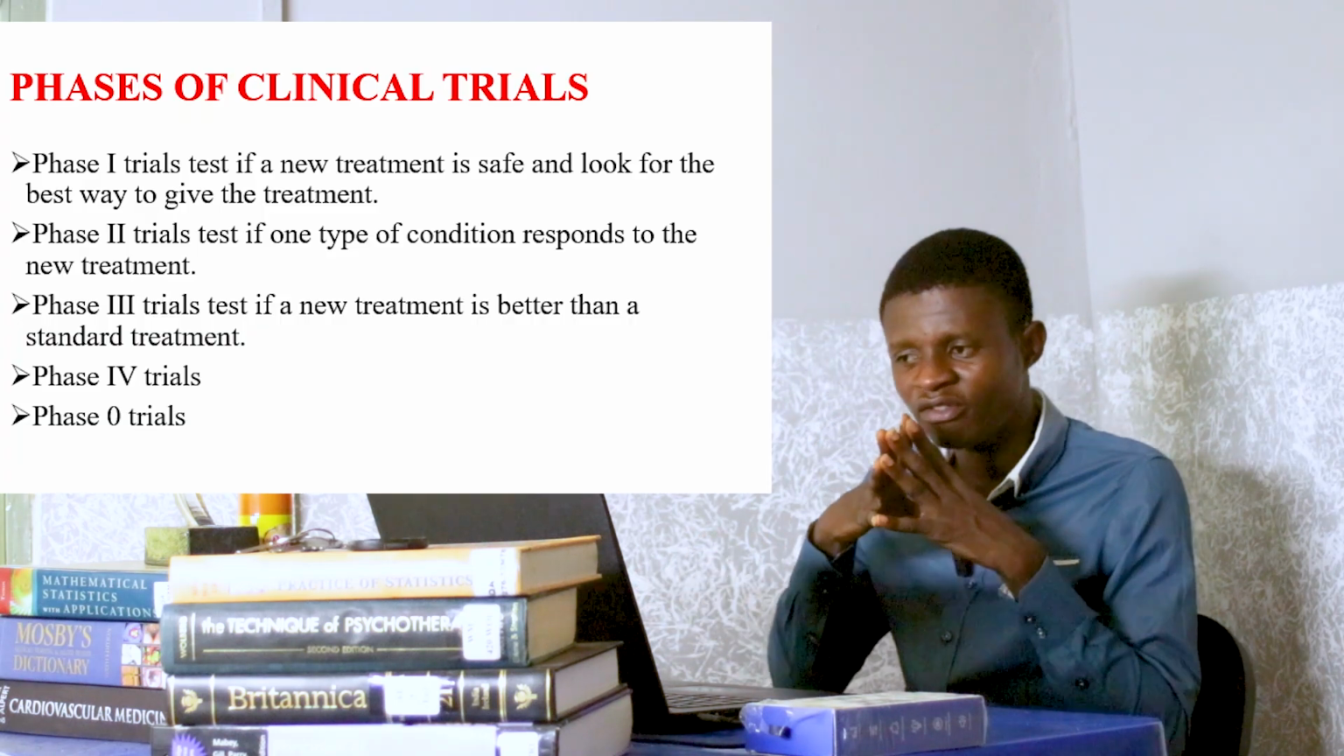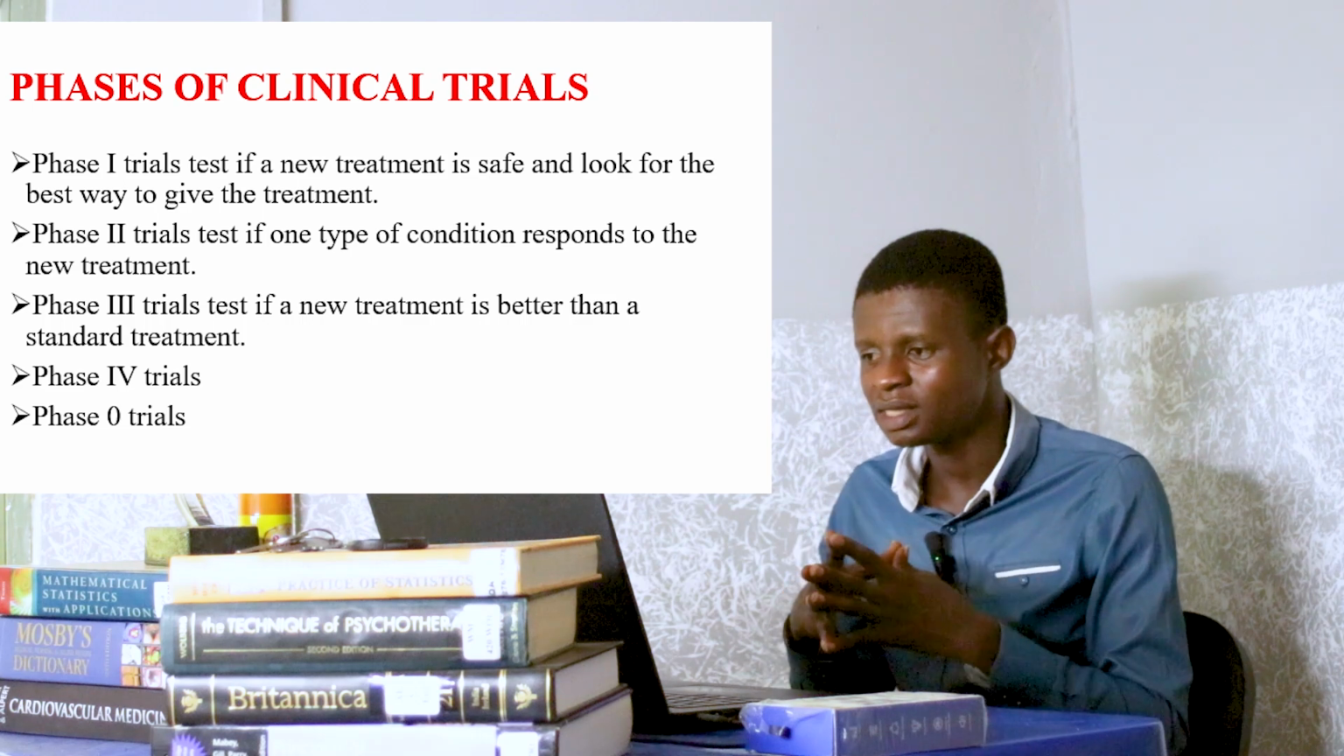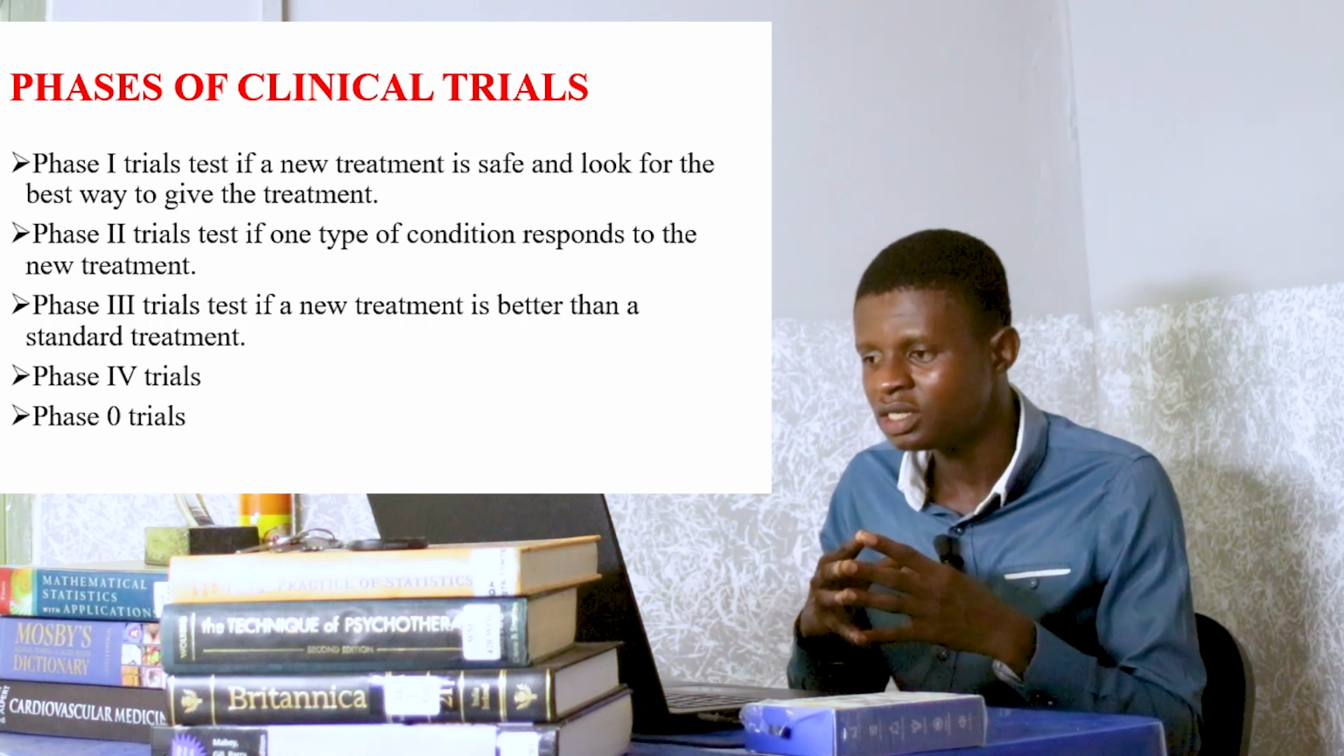And then also we have phase 2. That is to test one type of condition and how the condition responds to the new treatment. So you pick a condition and then you introduce your drug or your vaccine or your intervention to it. Then you see how the condition is going to react with your intervention. How much improvement are you going to see in the people?